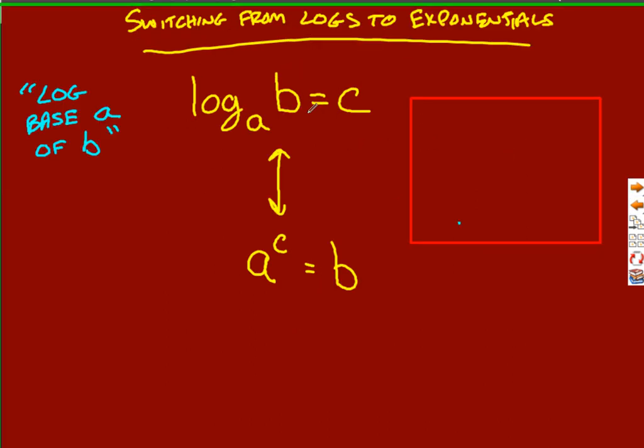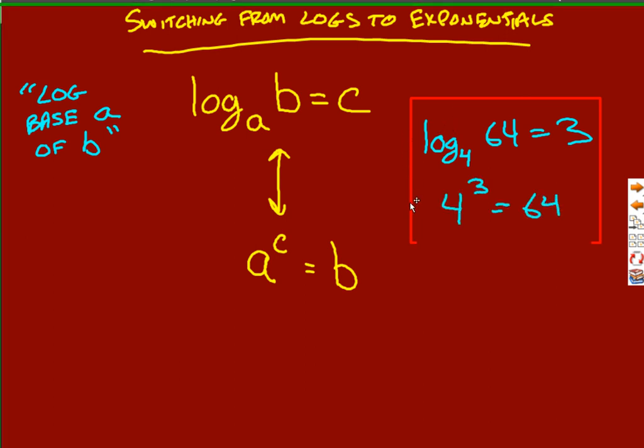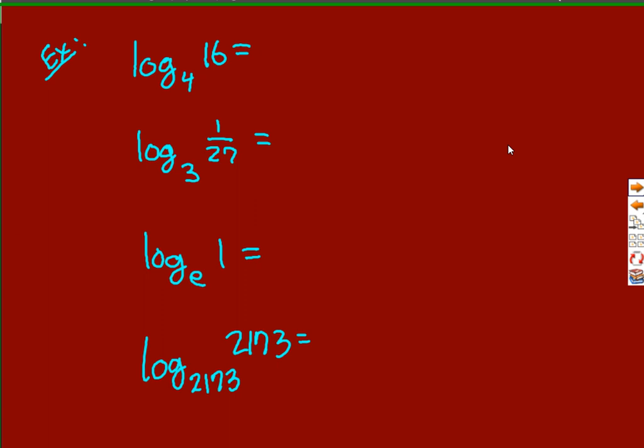Okay? Now, let's switch back and forth between logs and exponentials. You read this: log base A of B is equal to C. You rewrite it by saying the base to the answer power is equal to the inside. So for example, if you get a log problem that reads log base 4 of 64 equals 3, you need to read that as 4 to the 3rd power equals 64. That's just how you go back and forth between a log and an exponential.